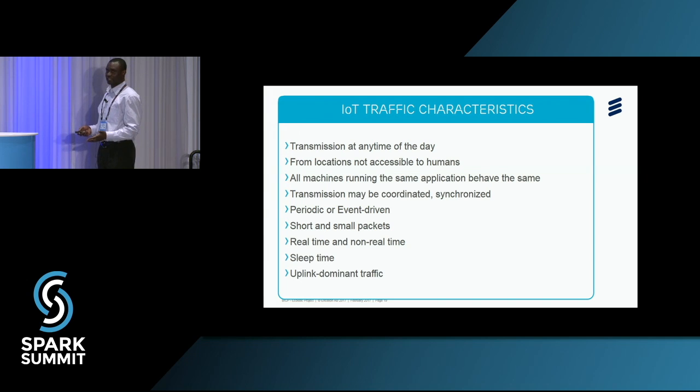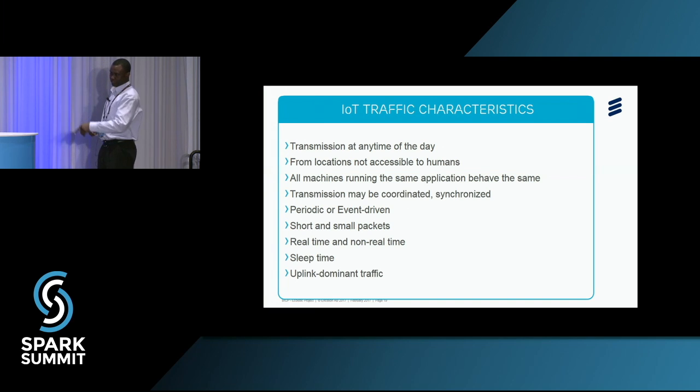Some devices are located in areas that are not accessible to humans, so the location of the devices is different from human locations. The behavior of the devices is also different. Devices that run the same software tend to behave the same. Devices could send data in a synchronized or coordinated fashion, which is not always the case for humans, because devices are programmed to send data at a specific time.